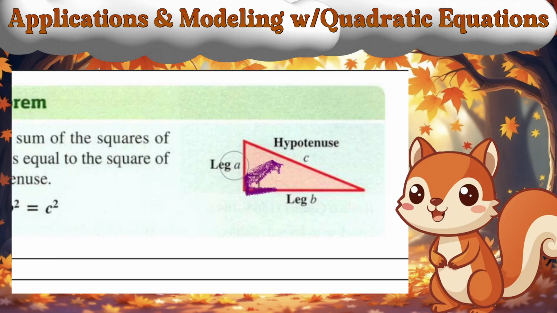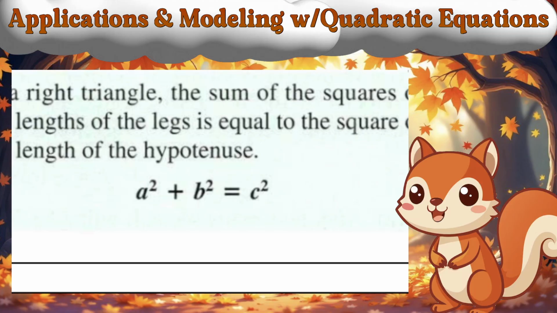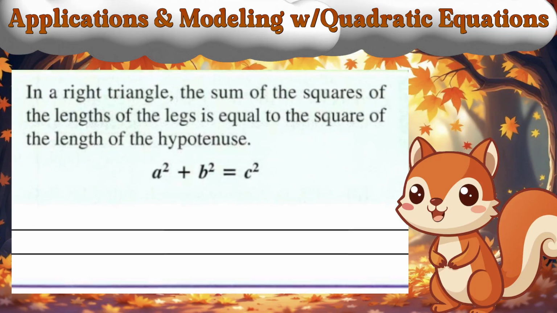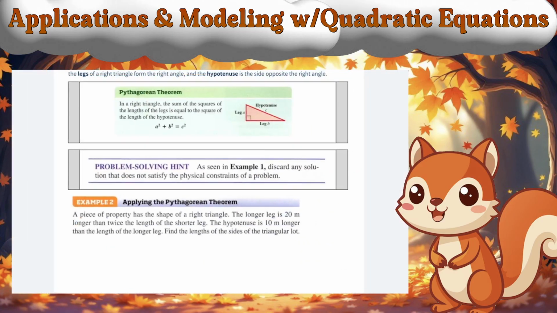The Pythagorean theorem is leg squared plus leg squared is hypotenuse squared. Please keep in mind you cannot take the square root of a sum or a difference. You must combine like terms first. There might be extraneous solutions in this case as well.